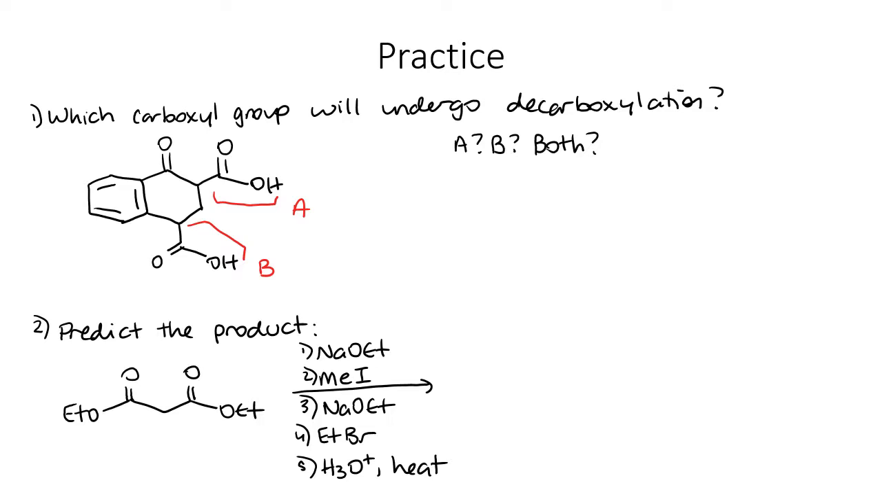Now, in order for that transition state to occur, the carboxylic acid must be a beta carboxylic acid, meaning it shares an alpha carbon with another carbonyl. So let's go ahead and take a look at carboxylic acid A. So here we have an alpha carbon, and it's sharing the alpha carbon with another carbonyl.